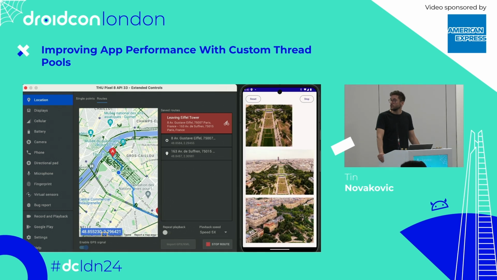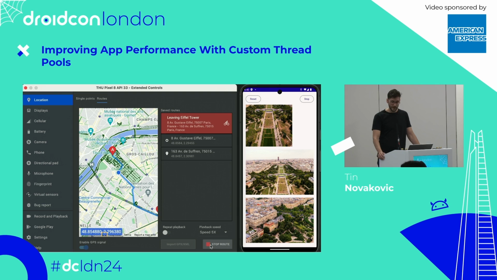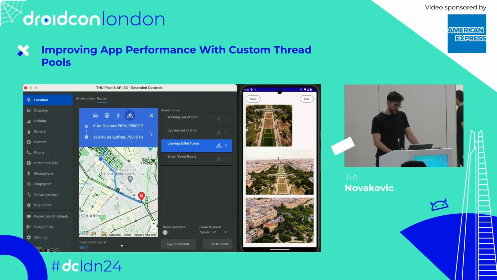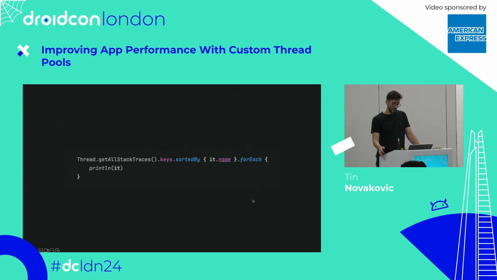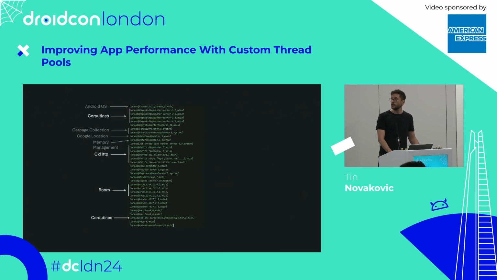This is what it looks like if you're walking away from the Eiffel Tower in Paris. And if we run this line of code while the app is running, we can get a list of all of the threads that are being produced. Here is an example. In gray, I've highlighted all of the threads that are being created by processes that we can't control. So we have the Android OS, we have garbage collection, which is called Finalizer. We have Google Location as well, including memory management.